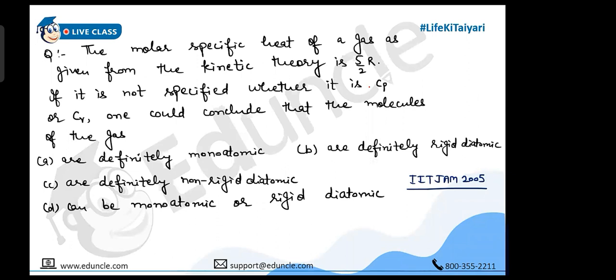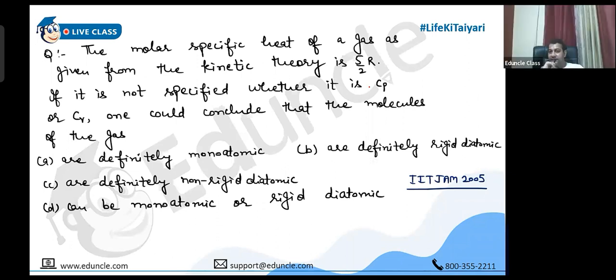But that will be Cv. Now, if you calculate Cp, it will be 5 by 2 R. So it can be both, monatomic or rigid diatomic. Yes, sir. Because it is not specified in the question whether they are talking about Cp or Cv.